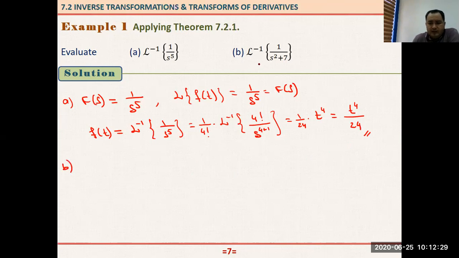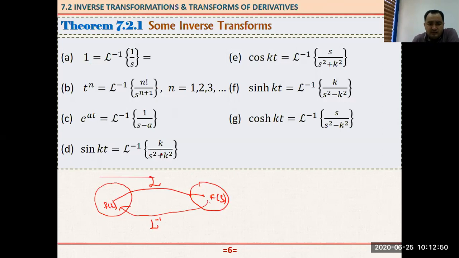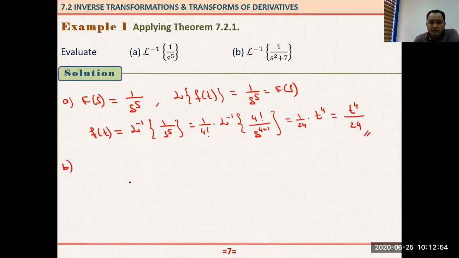B, how about this one? It looks like something like this. Here we have s squared plus k, where k is a constant, here we have a squared. If we have a over s squared plus a squared, that is the Laplace transform of sine of at. So I can just bring this into that form. As you see here, it looks like k over s squared plus k squared. How can I do this?